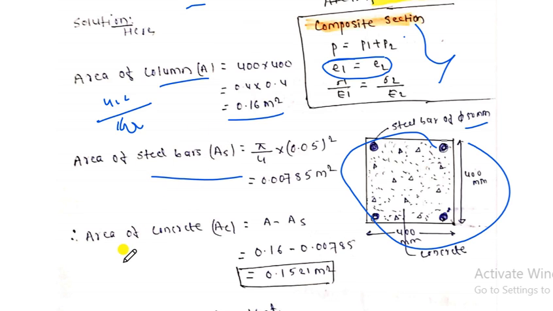Now we need to calculate the area of concrete, because here the two sections are concrete and steel. Remember, steel and concrete are the two different composite materials. So we have to know the area of these two sections very clearly. For calculating the area of concrete, if this is the area of the column, then we subtract the area of reinforcement, and ultimately we get the area of concrete. So the total area of column minus area of steel gives the area of concrete, which is 0.1521 meter square.